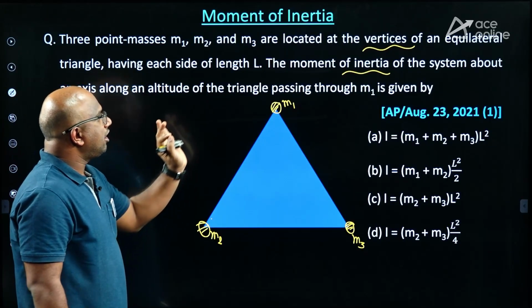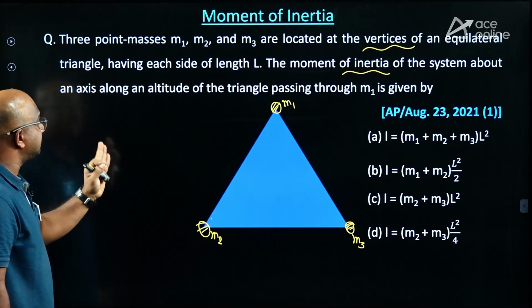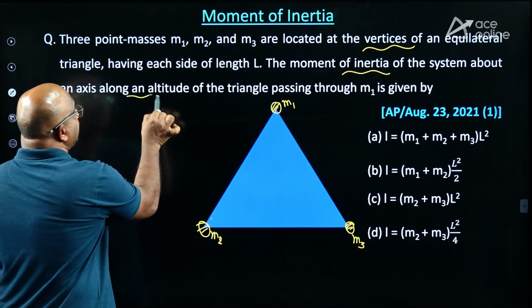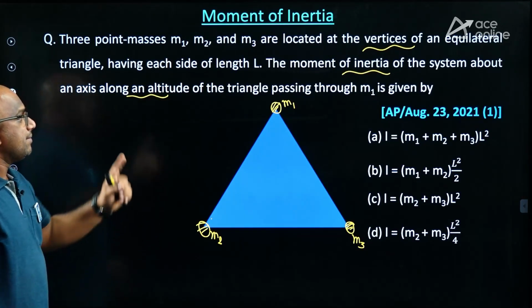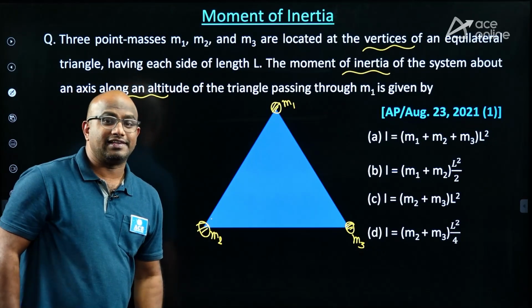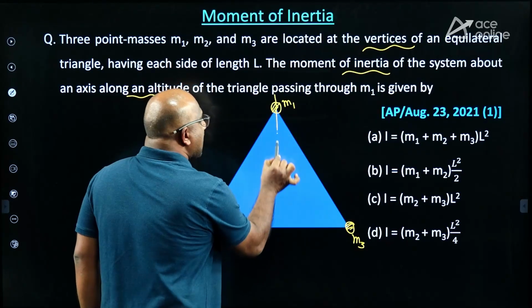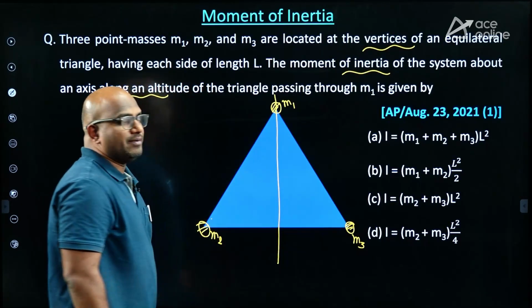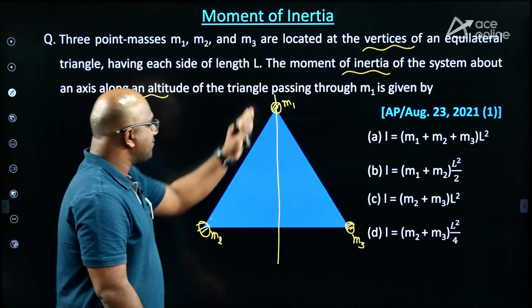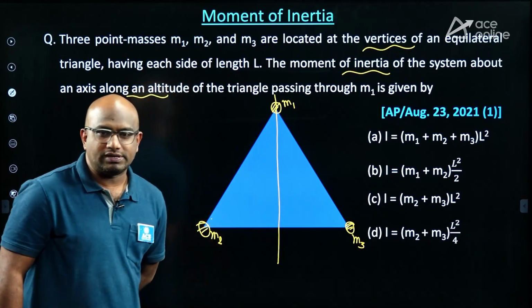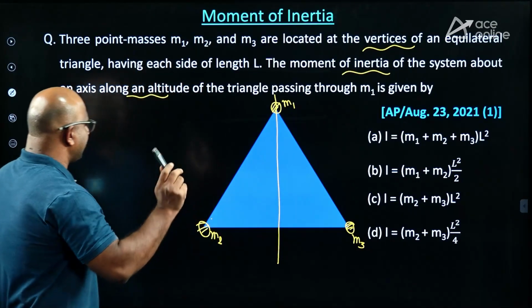Then the moment of inertia of the system about an axis along an altitude of the triangle passing through the mass M1 is. What is the meaning of altitude? Yes, this is the altitude of this triangle passing through M1. He is asking about this axis. Very simple, guys.